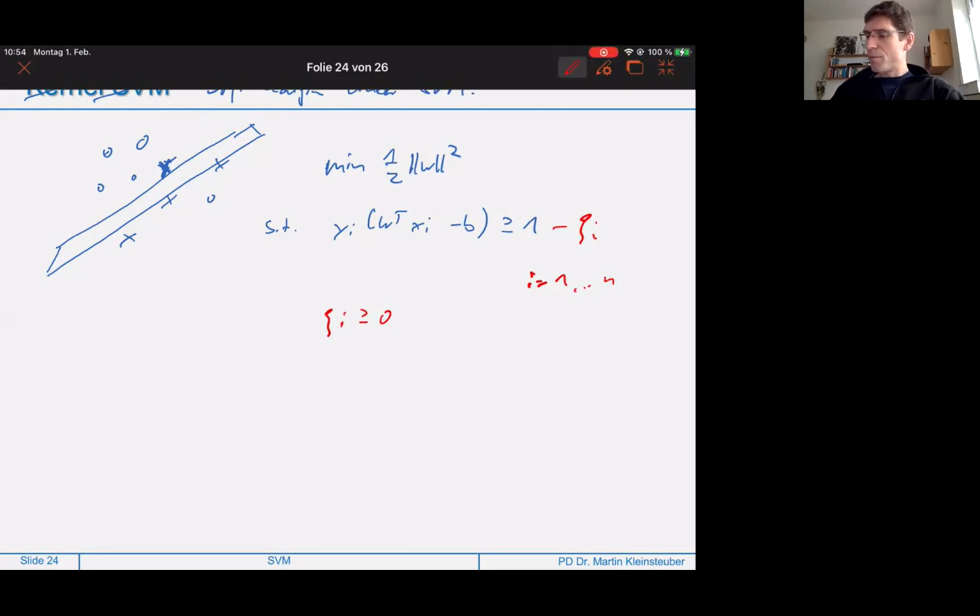So the minimization problem here has an additional term. Not only do we want to minimize this norm here, but we also want to minimize the sum of these xi for i is 1 to n, and we give here an additional weighting parameter c that lets us control how much we want to pay for it, right?